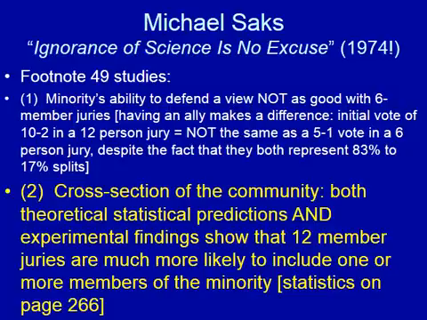Next, Sachs points out that the studies referenced by the court covering the effect of jury size on obtaining a fair cross-section of the community illustrate, in fact, that both theoretical statistical predictions and experimental findings show that 12-member juries are much more likely to include one or more members of the minority. And here I mean the minority of the population, say a racial or ethnic minority. And you can see those statistics in Sachs' article on page 266.